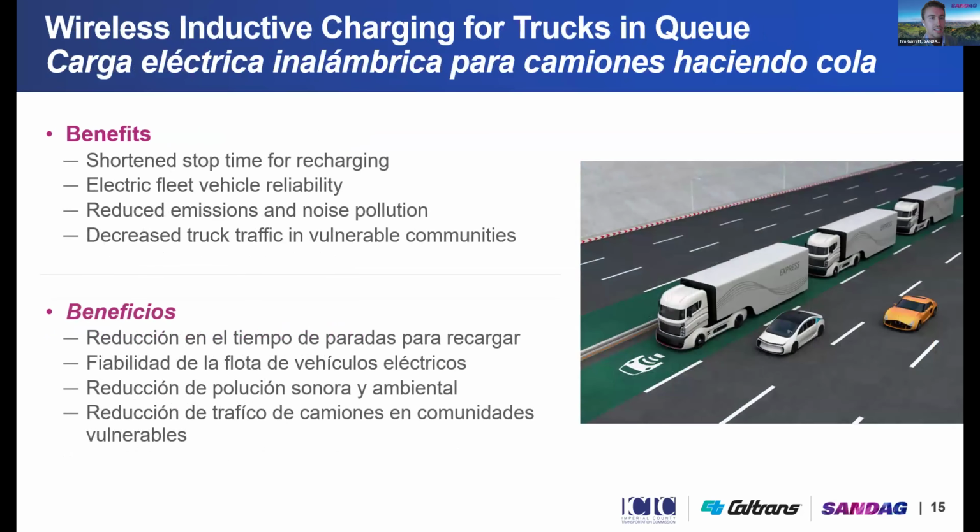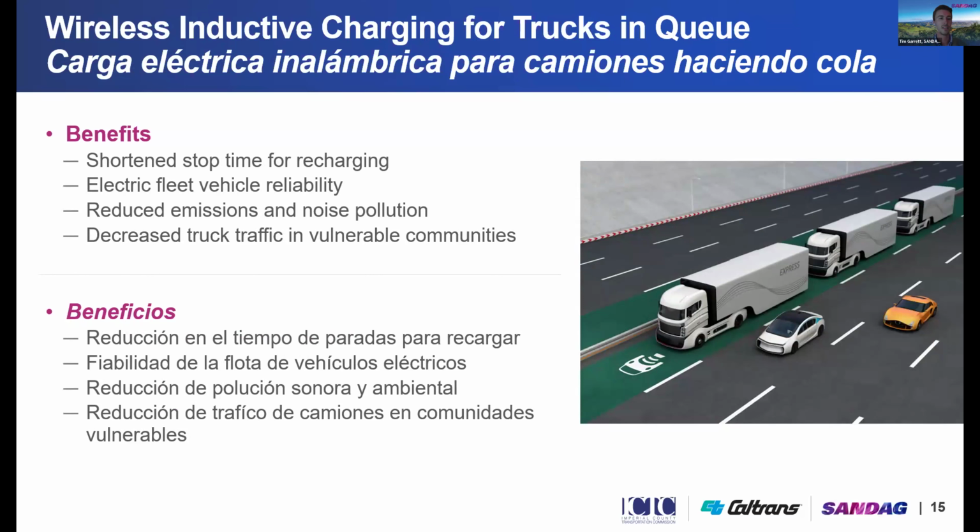Okay, this next project idea is wireless inductive charging, especially for trucks in queue. This is infrastructure that would be installed in the pavement and would provide electric charging for batteries wirelessly. There would be a receiver on the truck underneath, and the electricity would be able to flow. That would reduce the needed charging time as well as potentially the needed battery size, which could make it more feasible to transition some of these trucks faster.